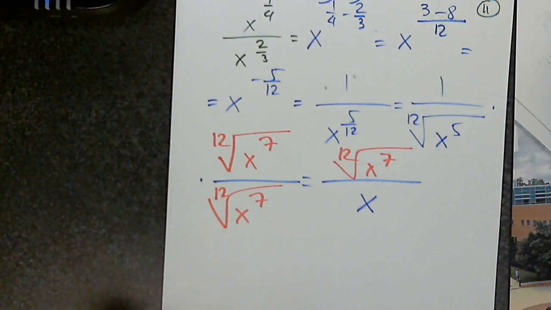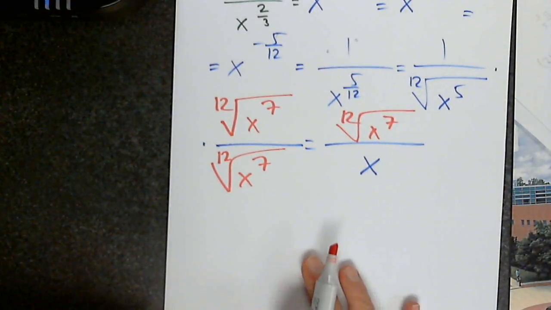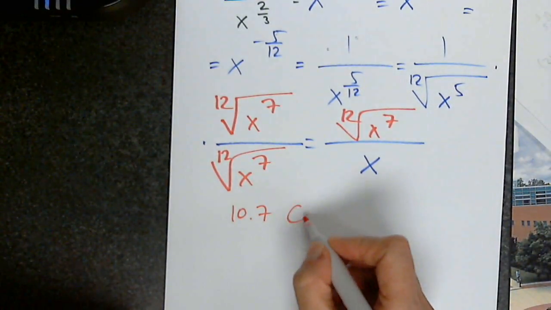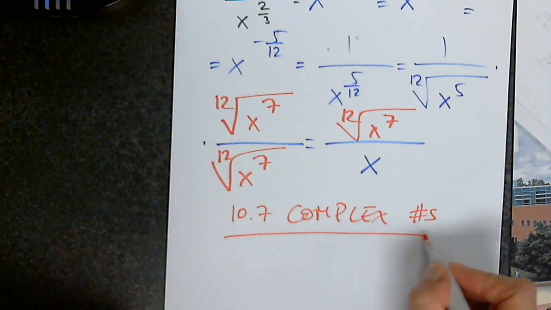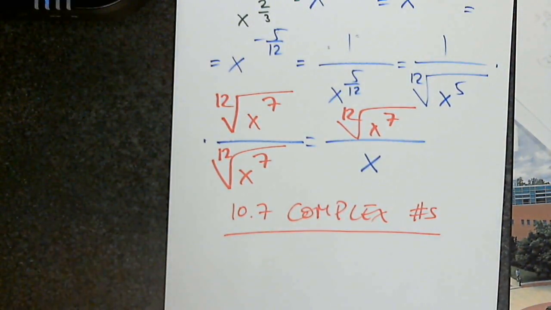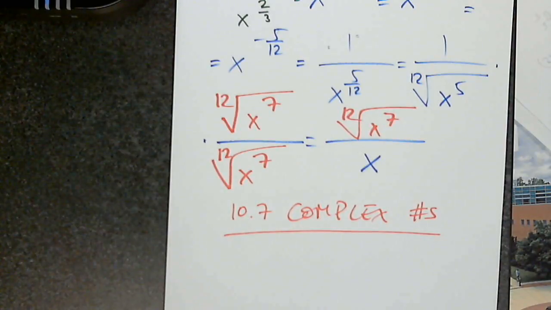So allow me to talk about this. So 10.7, complex numbers. Yes, Becky? It's the radical equations.